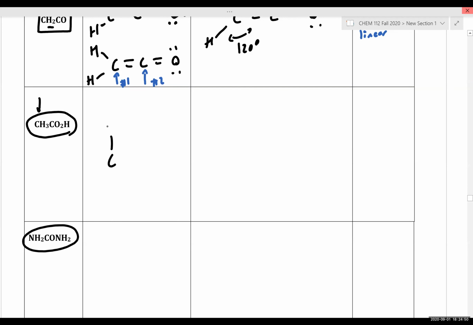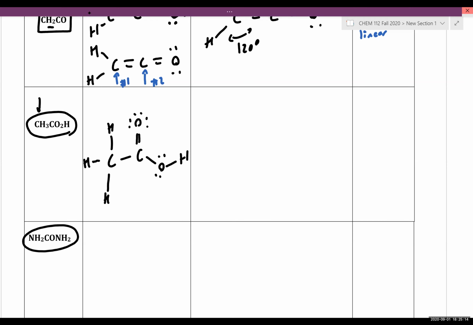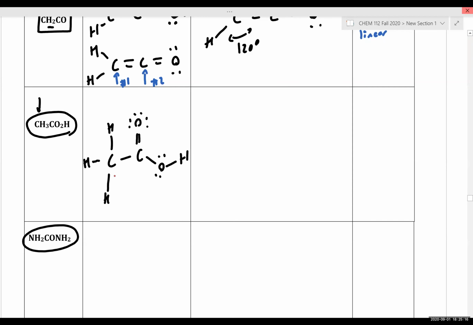So for CH3, I'm going to draw a carbon with 3 hydrogens. For our CO2H functionality, or carboxylic acid functionality, I'm going to draw my carbon attached to my 2 oxygens, and attached to my oxygen, I'll add a hydrogen. So this is the rough Lewis structure for acetic acid. I'm now going to label my carbons 1, 2, and I'm also going to look at the oxygen as number 3.